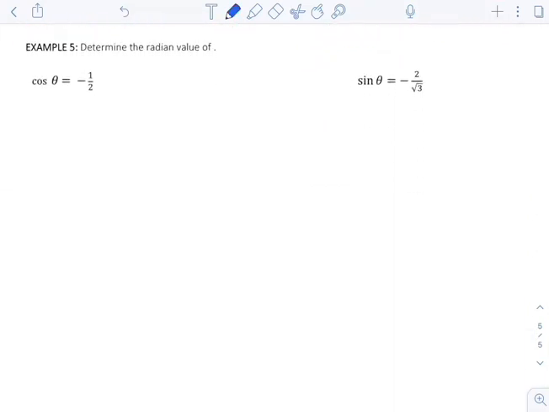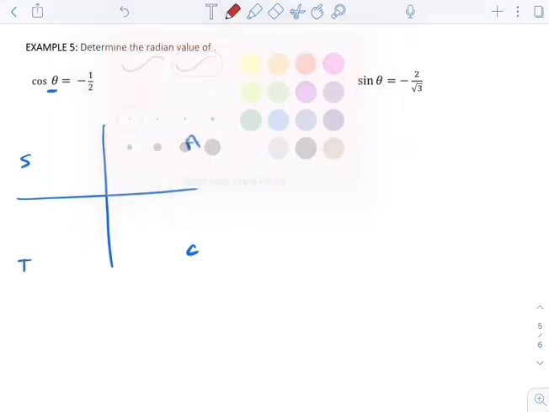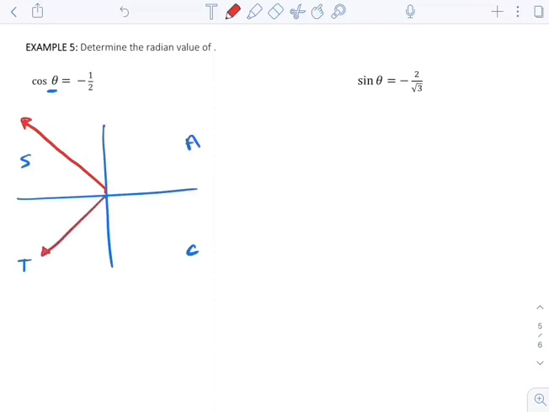All right, and for the last one here, it says determine the radian value. So I'm trying to find the angle that we have here. We have a little bit of information. It says cos of the angle is equal to negative 1 over 2. We know that based on the CAST rule, our terminal arm is either going to be in the second quadrant, because that's where cos is negative, or in the third quadrant, because that's also where cos is going to be negative.